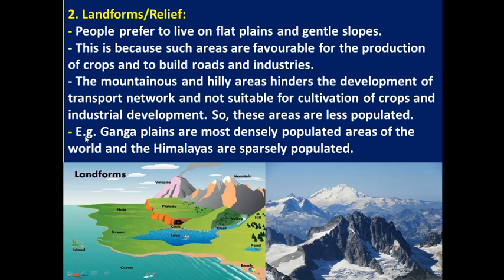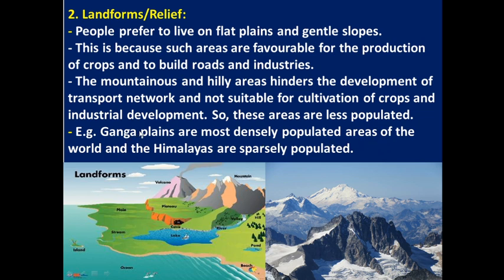For example, if you talk about India, the Ganga plain. The Ganga plain is the plain area formed by the erosional and depositional activities of river Ganga. The Ganga plain in India is a densely populated area. Ganga plain means we are talking about Bihar, UP, and some part of the Jharkhand region. So these are all included under the Ganga plain.